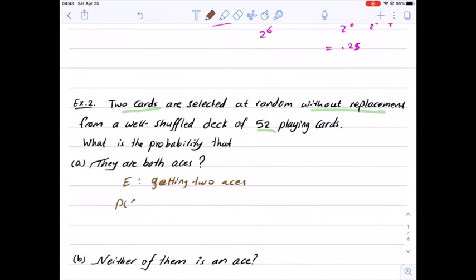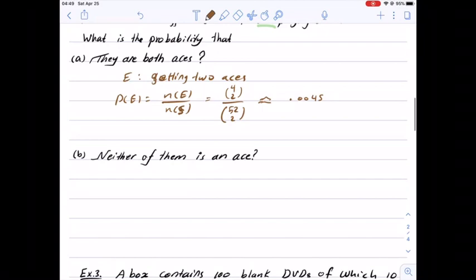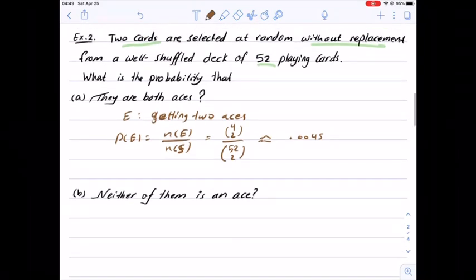The probability here is the number of outcomes of this event over the number of outcomes of the sample space. The number of elements of the sample space is, from 52 cards we choose 2. That's the number of outcomes of the sample space. But getting 2 aces, we only have 4 aces. So from 4 we choose 2. And using a calculator we get 0.0045.